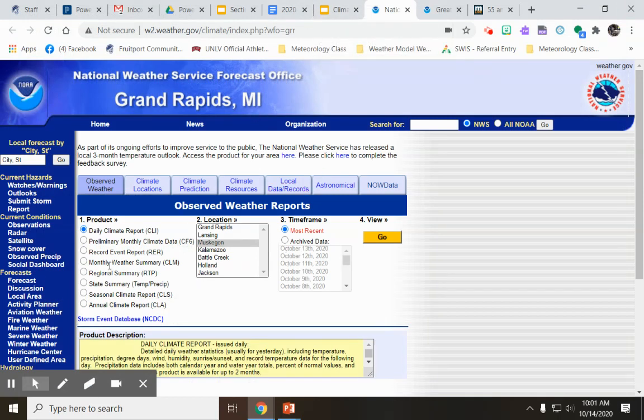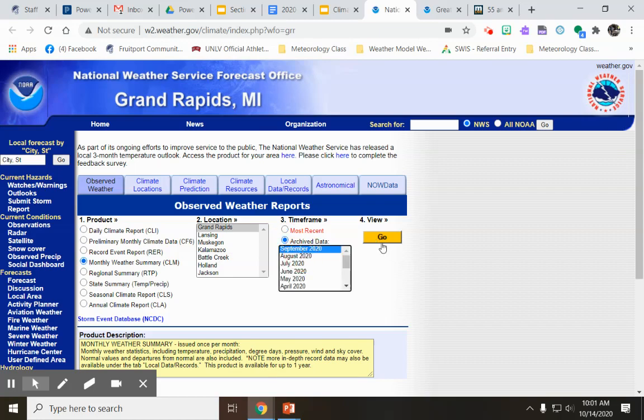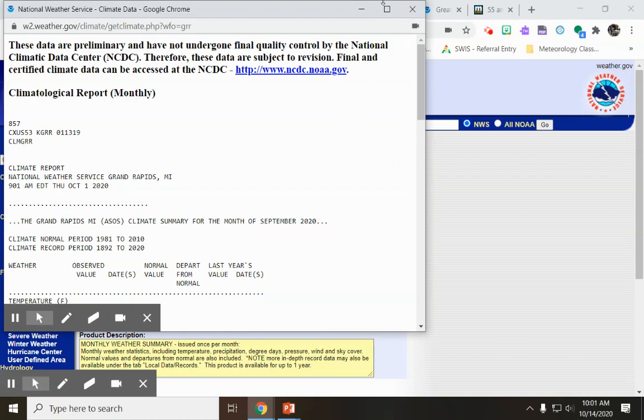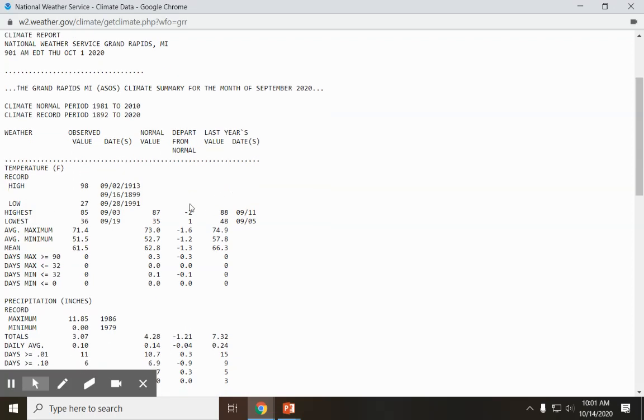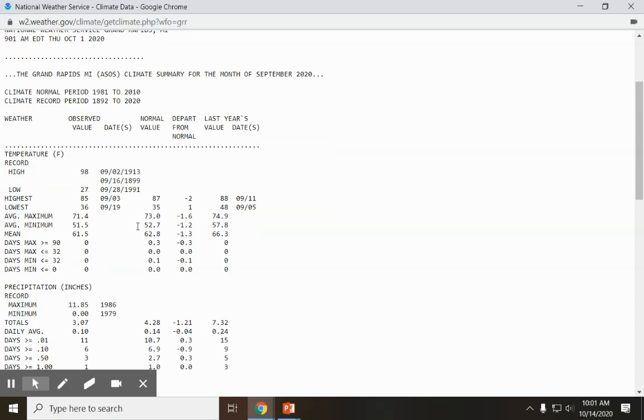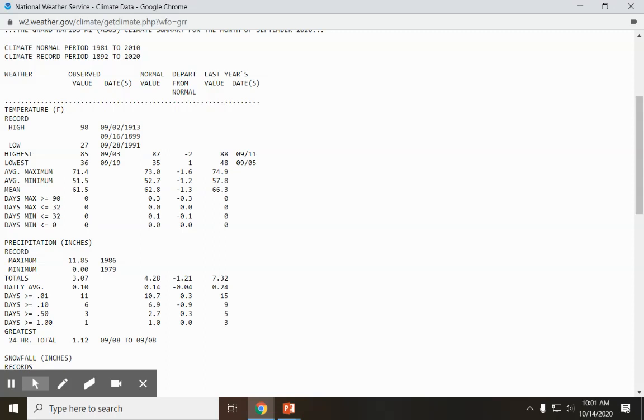If you look at the actual monthly weather summary, we'll go to September. Here's the summary for the month of September, the month that recently ended. The record high for all of September is 98, set back in 1913 and 1899. The record low for September is 27, set back in 1991. The highest temperature we reached this past September was 85, set on September 3rd, and the lowest was 36, set on September 19th.